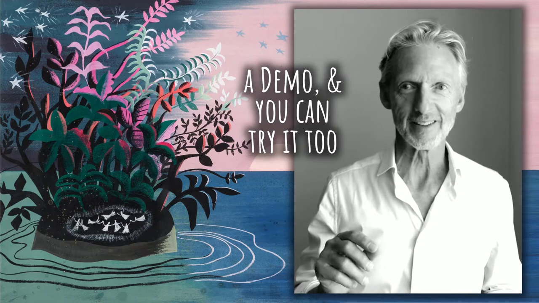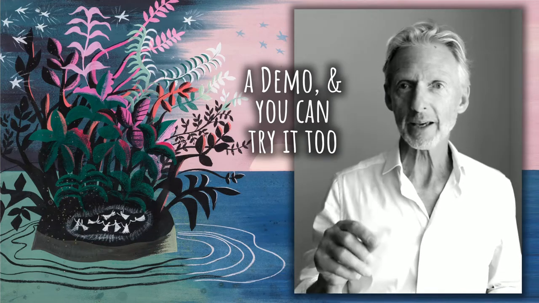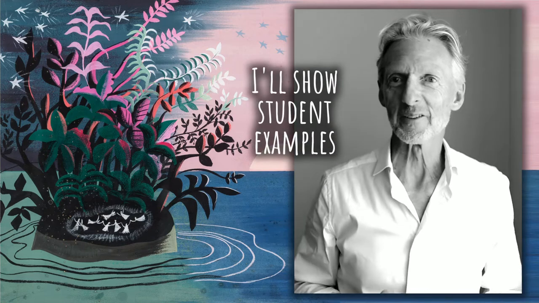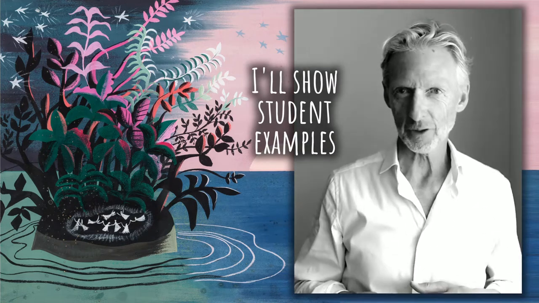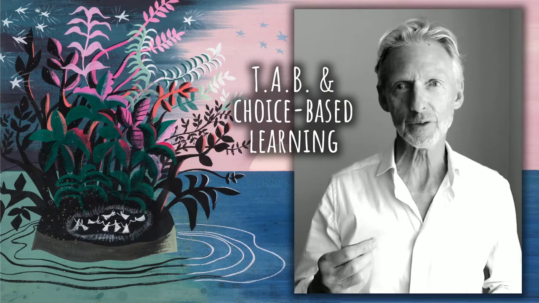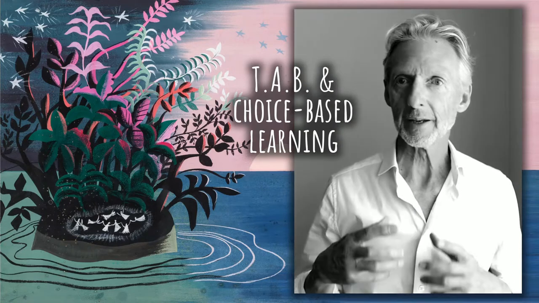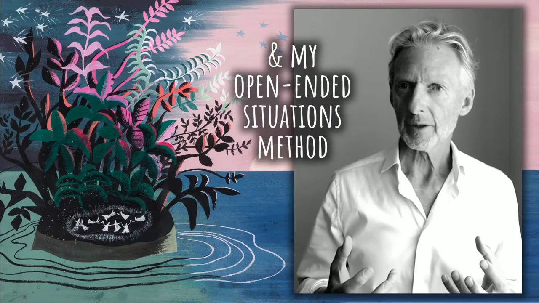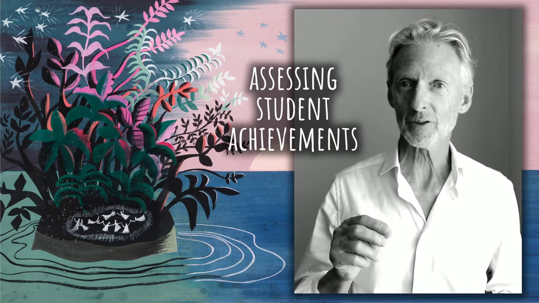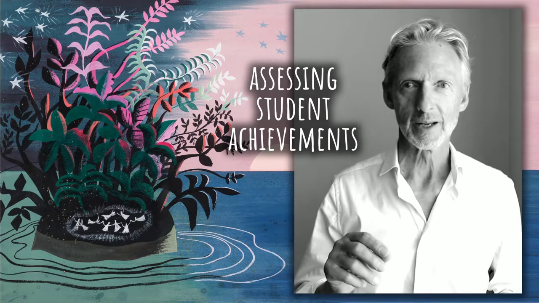What's coming up? First, I will explain my VLT method. Second, I'm going to demonstrate the VLT method, and this is your chance to join in and make your own VLT artwork at the same time as me. Thirdly, I'm going to show a bunch of student examples, and hopefully this will indicate for you the range of creative possibilities and the stylistic variety that is possible with this lesson. Fourthly, towards the end, I'm going to share some of my thoughts about teaching for artistic behaviors in a choice-based program by using my method of creating open-ended situations for students. And finally, I will share my thoughts on how to assess student achievement in these settings.